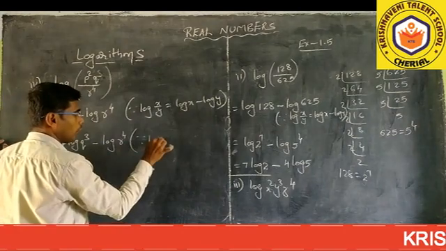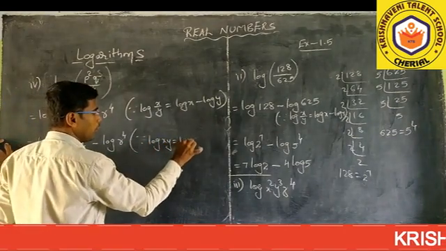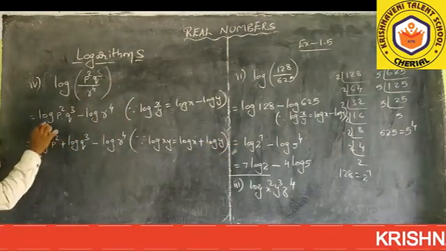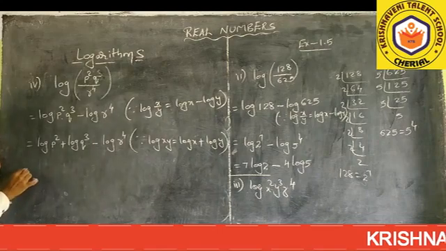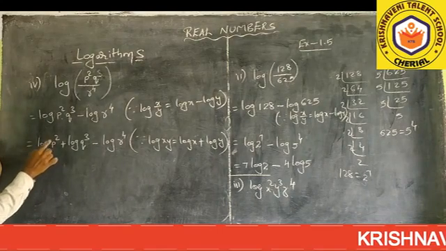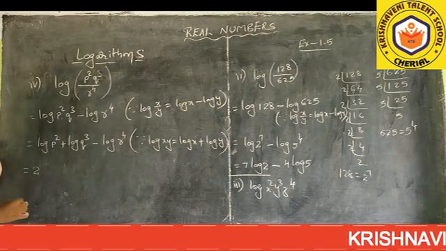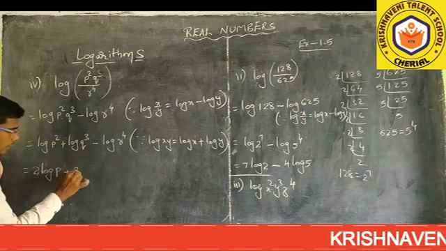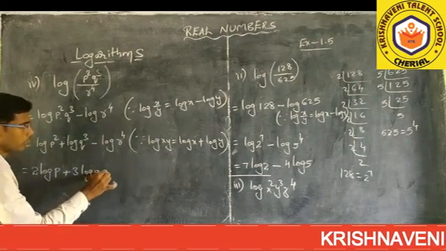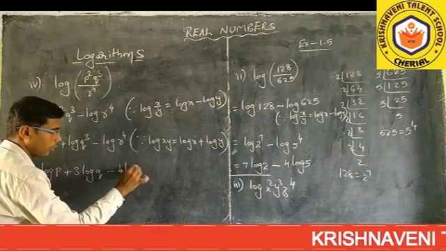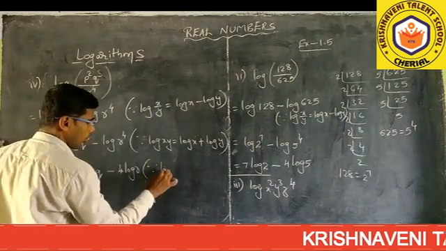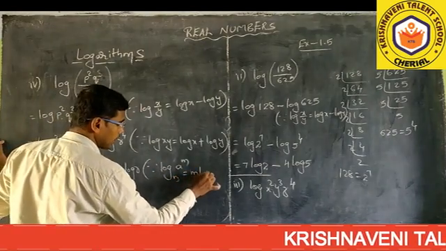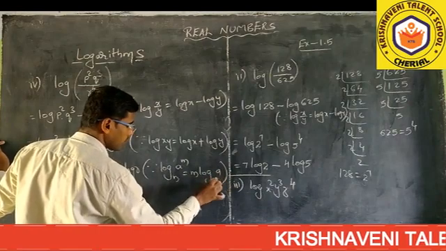Now, how do you write it? Log xy equals log x plus log y. Log xy you can write as log x plus log y. If we apply log a to the power of m, how do we write it? We can write it as m log a. So this equals 2 log p plus 3 log q minus 4 log r. Since log a to the power of m to base n equals m log a to the base n.